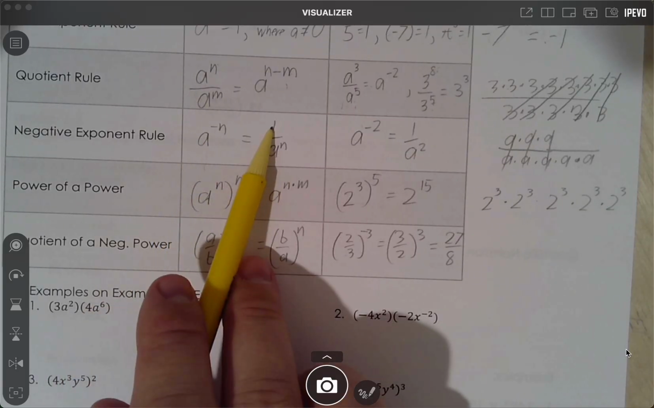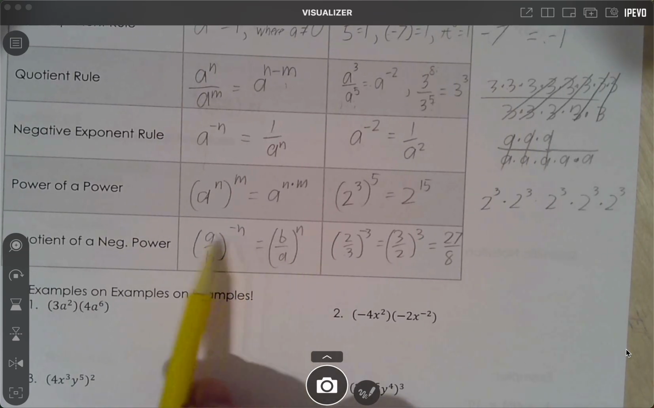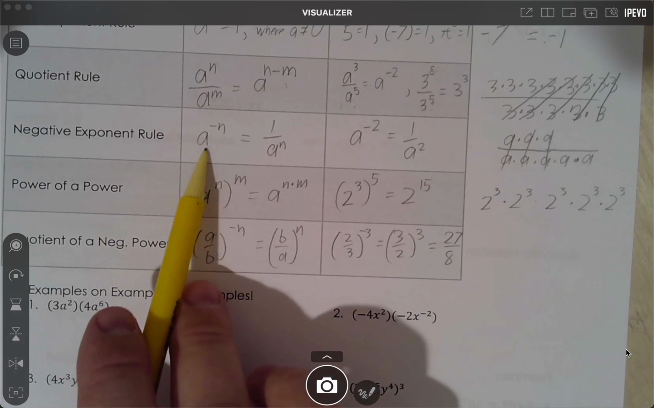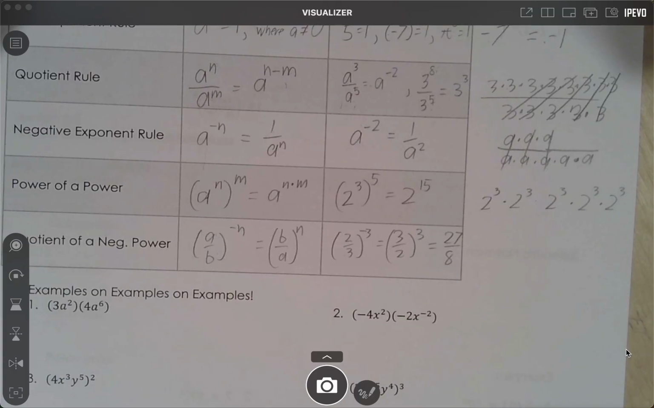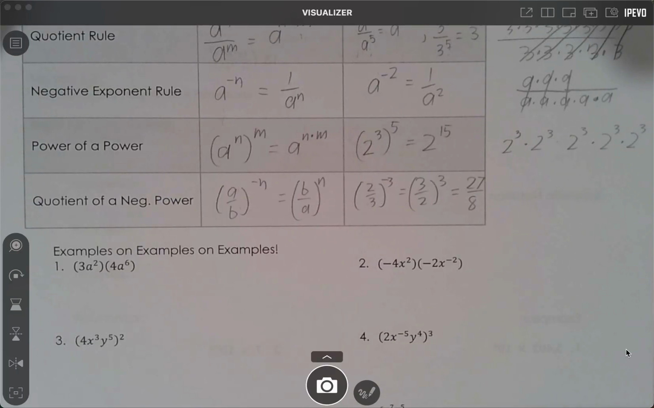Well, now the 1's on top and the a is on the bottom. Same idea, it's this same rule right here. It's just your fraction actually had a denominator in it. So really, those two are the same rule, but we kind of just see them differently as they come up in problems, so we write them down separately.